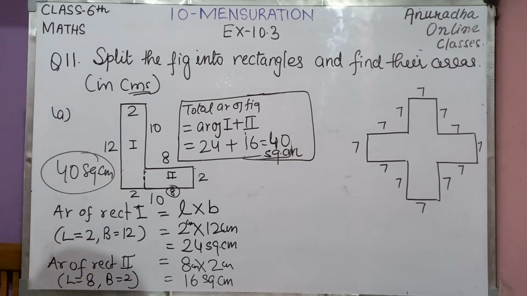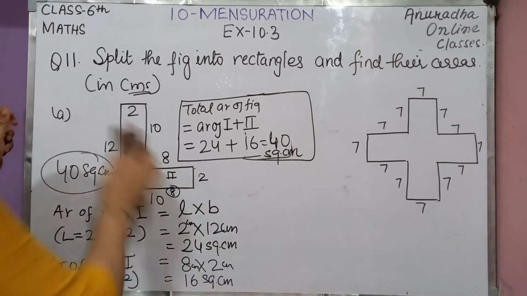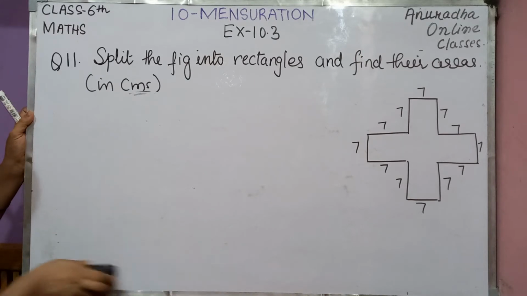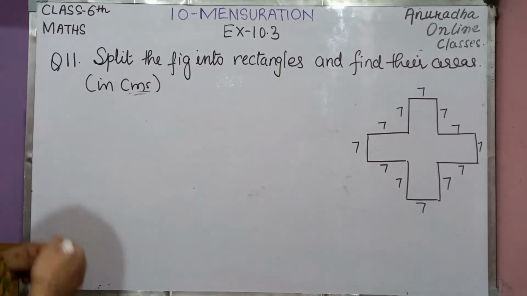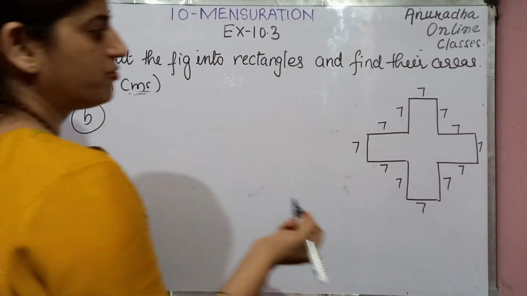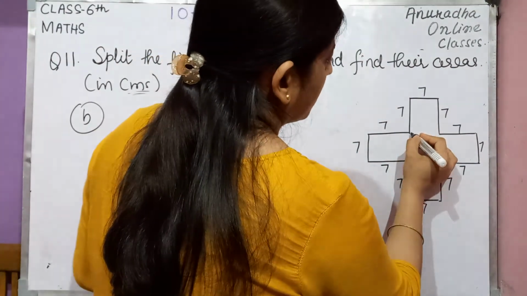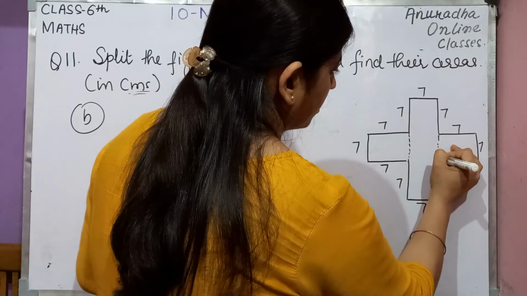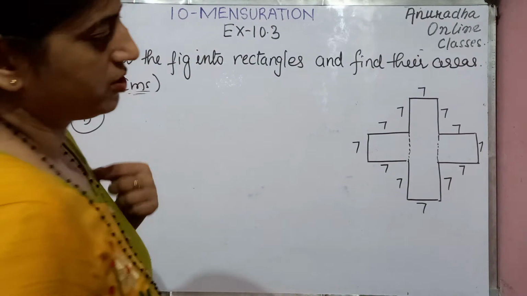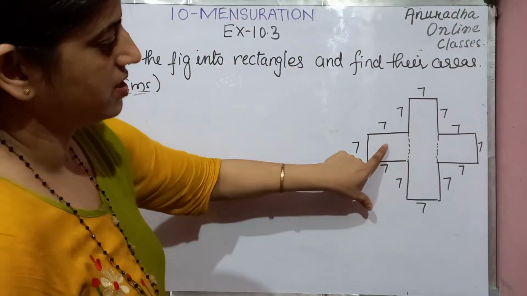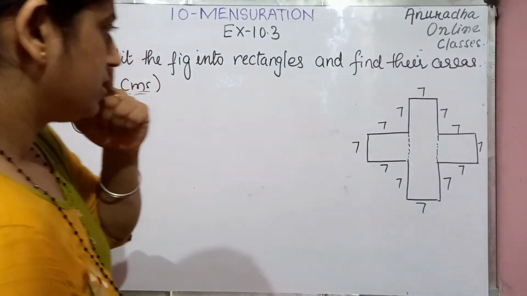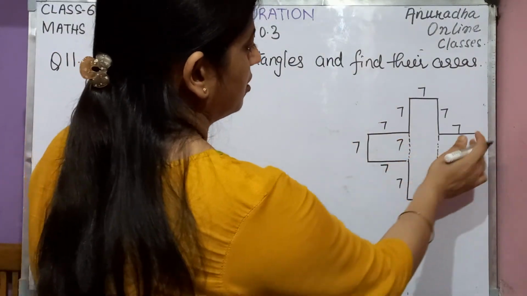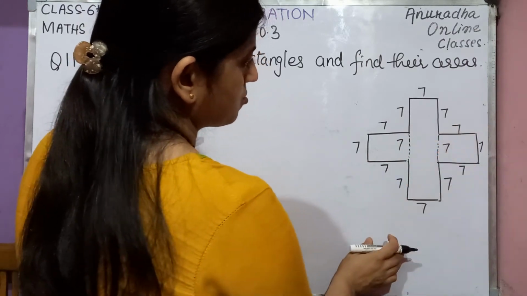Let's come to its B part. In B part you can see here is your B part given. In B part what we will do, see, here you just make one line here and one dotted line here. So it will become one rectangle, yes, second one and third one. See, it becomes square. 7, 7, 7. तो ये भी 7, 7, 7, 7. Then this one is also 7.